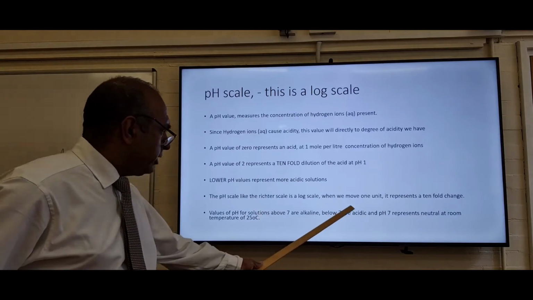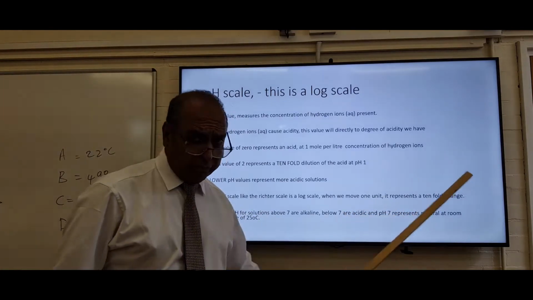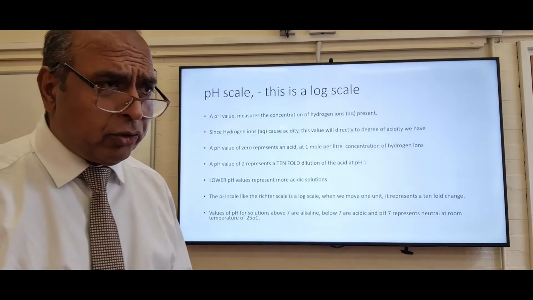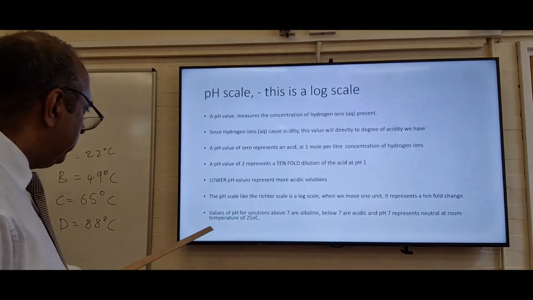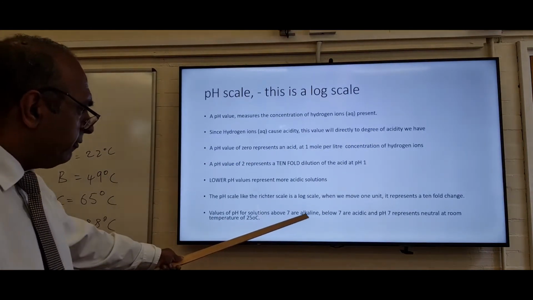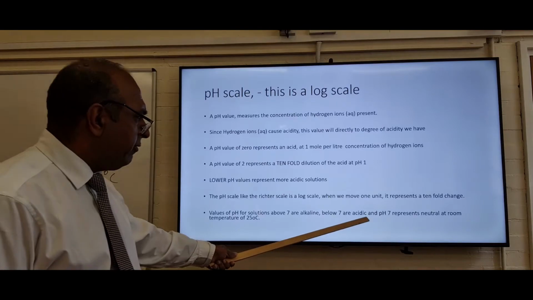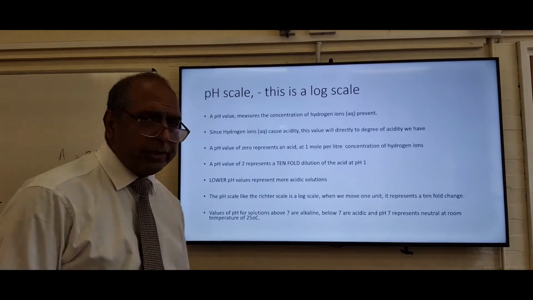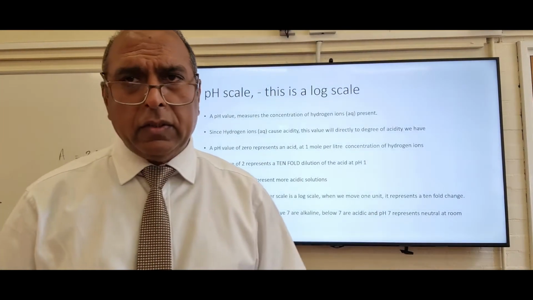The pH, like the Richter scale, when we move 1 unit, represents a 10-fold change. I've been wittering on about that. The values of pH for solutions above 7 are alkalis, below 7 are acidic, and pH 7 represents neutral. So that's a pH scale.